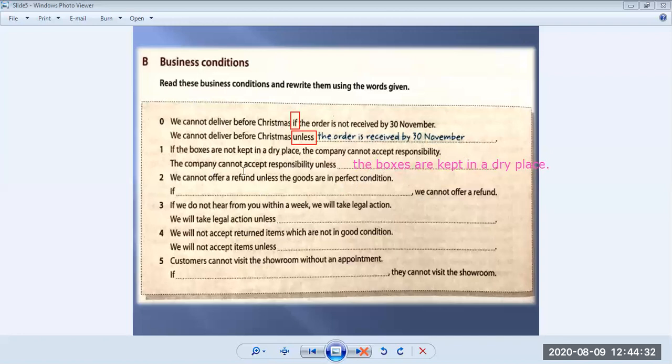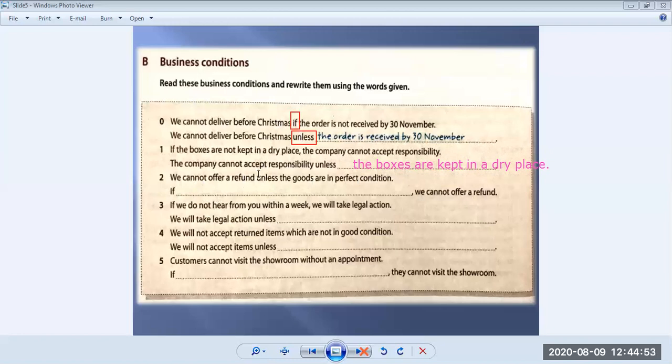But the company cannot accept responsibility unless you keep it in a dry place. Next one, we cannot offer a refund unless the goods are in perfect condition. If we cannot offer a refund. So now we're going to go the reverse way. Here was unless, here was if, and then unless.